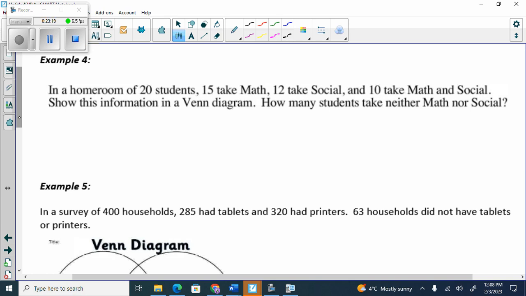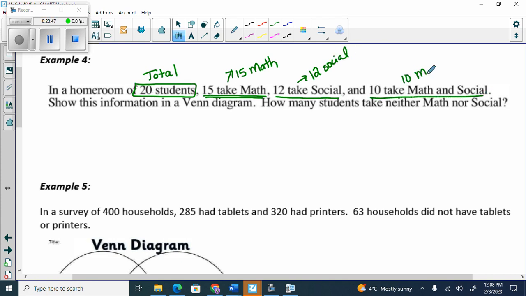So this one here says, in a homeroom of 20 students. I always break everything down to help myself out. So 20 students is the total. So I know my Venn diagram better add to that. 15 take math. 12 take social. 10 take math and social. Show this information in a Venn diagram.